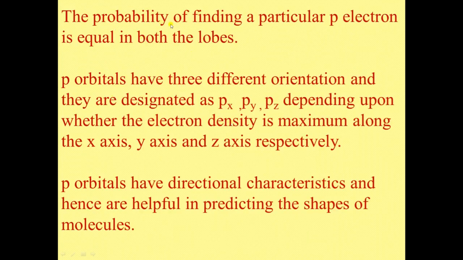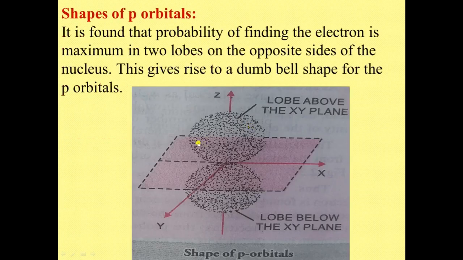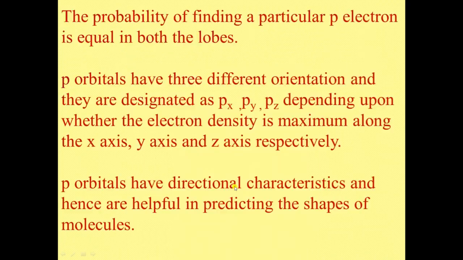So, the probability of finding a particular p electron is equal in both lobes. That means the probability of finding an electron in this lobe is equal to the probability of finding an electron in this lobe. Next, the p orbitals have three different orientations and they are designated as px, py, pz depending upon whether the electron density is maximum along the x-axis, y-axis or z-axis respectively.